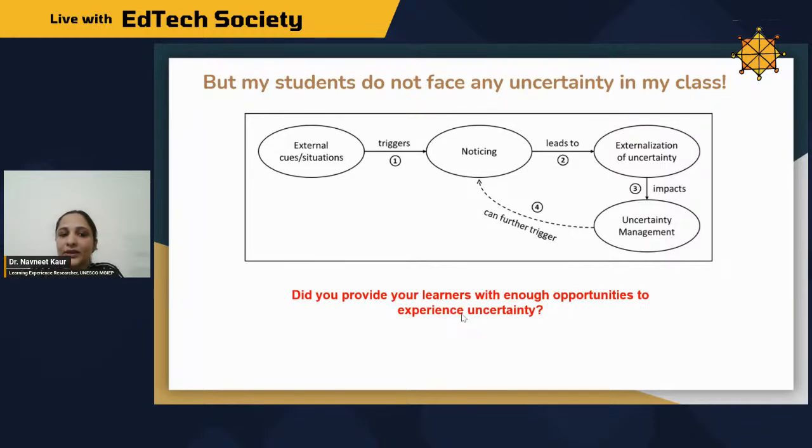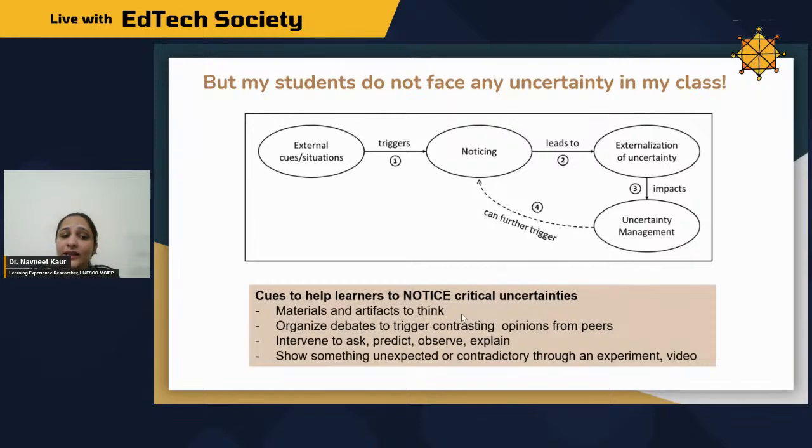So if this is not happening in your class, then maybe the external cues that help them notice important information are missing. In that case, you want to give learners some cues so that they can notice the critical uncertainties. Just broadly, I'll talk about different things that you can do. Maybe you can bring some materials and artifacts that can trigger their thinking. For example, in the example that I talked about, we gave them straws of different sizes, and we gave them some cues so that they could think about which of these straws would help in maximizing the distance of the vehicle.